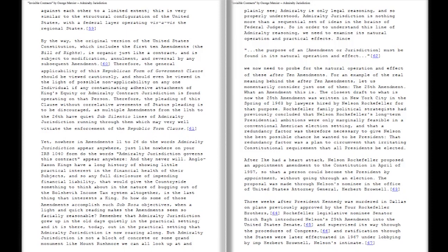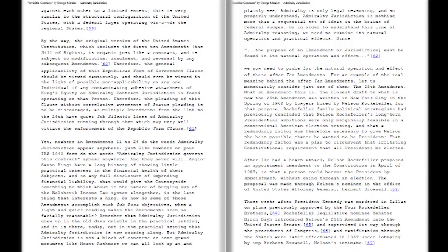be viewed in the light of possible non-applicability on any one individual if any contaminating adhesive attachment of king's equity or admiralty contract jurisdiction is found operating on that person. Therefore, the pleading of this clause without correlative averments of status pleading is to be discouraged, as multiple amendments from the 11th to the 26th have quiet sub silentio lines of admiralty jurisdiction running through them, which may very well vitiate the enforcement of the Republic Form Clause. 61.